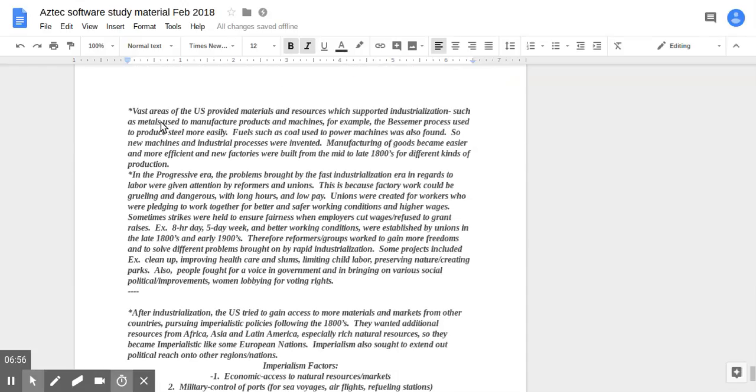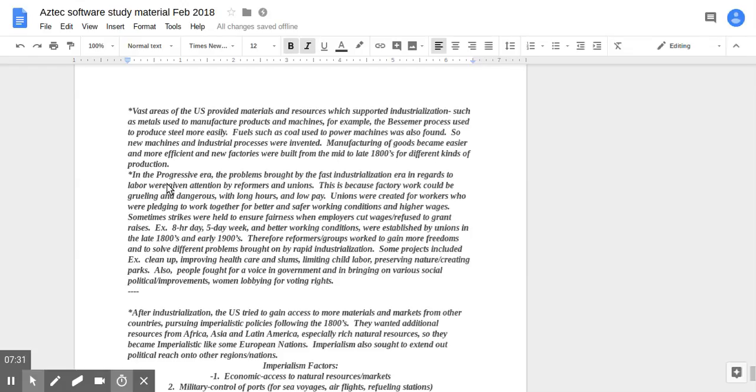Vast areas of the U.S. provided materials and resources which supported industrialization, such as metals used to manufacture products and machines. For example, the Bessemer process was used to produce steel more easily. Fuels such as coal used to power machines were also found. So new machines and industrial processes were invented. Manufacturing of goods became easier and more efficient, and new factories were built from the mid to late 1800s for different kinds of production.